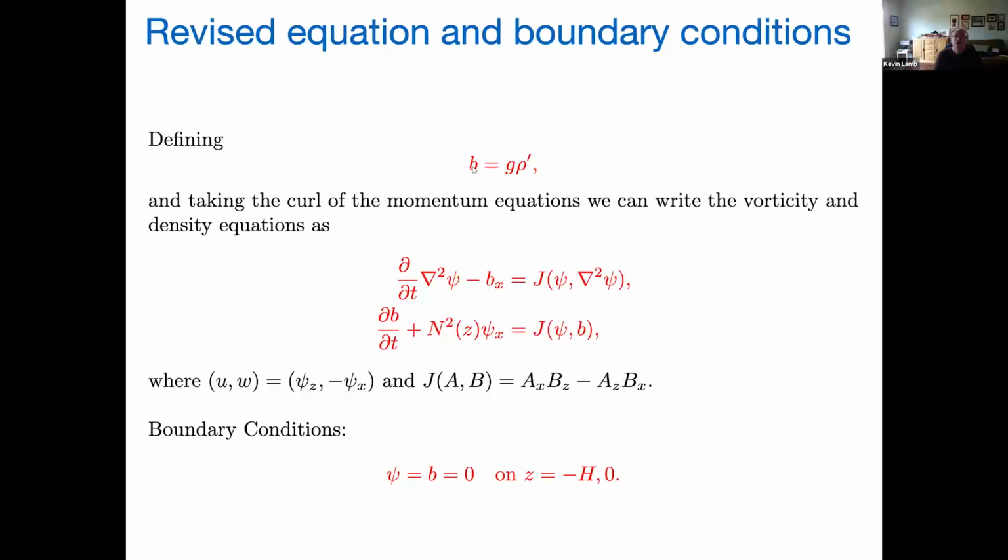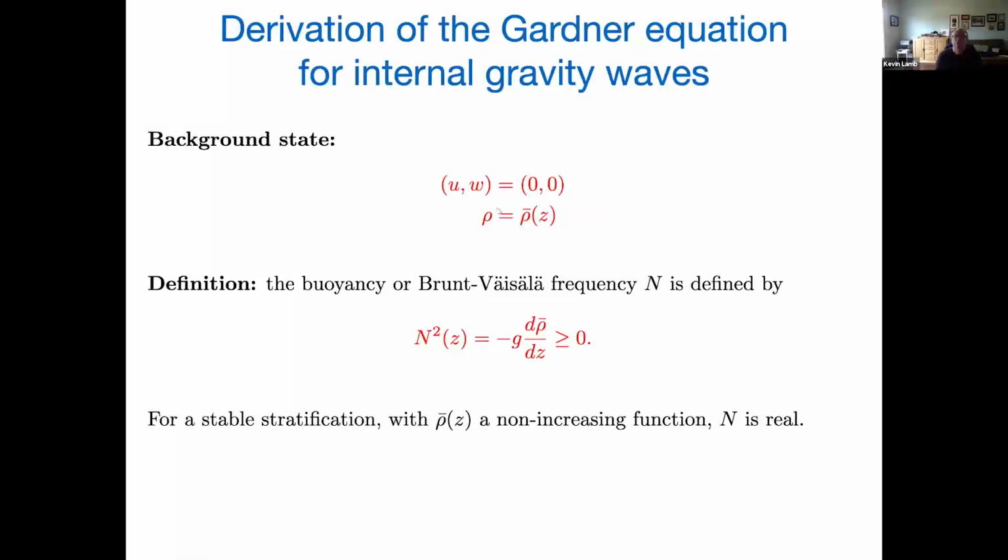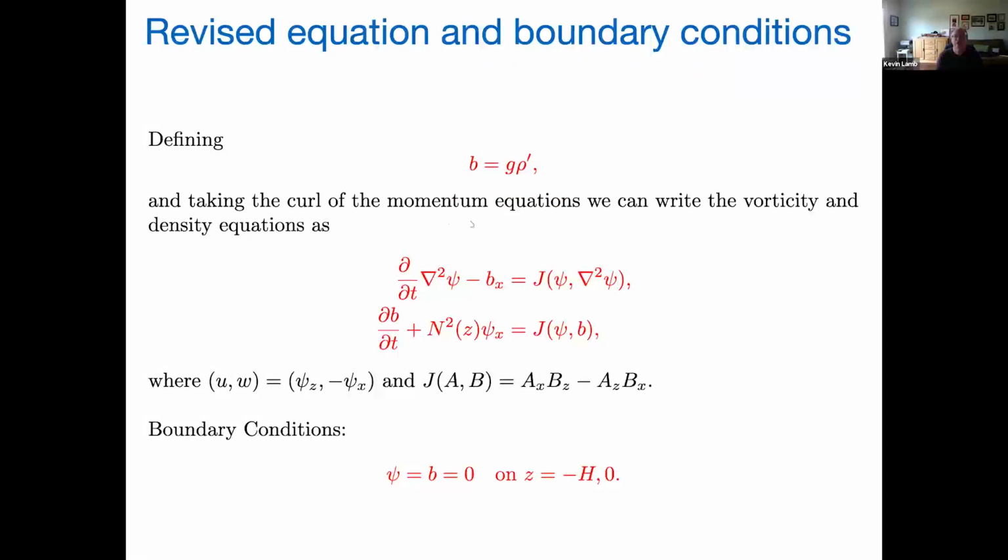So I'm going to let b be g times rho prime. This is my density perturbation. So I'm going to perturb it: rho is rho bar plus rho prime, the density perturbation. And then I take the curl of the momentum equations, I get the vorticity equation, and then here's the density equation.